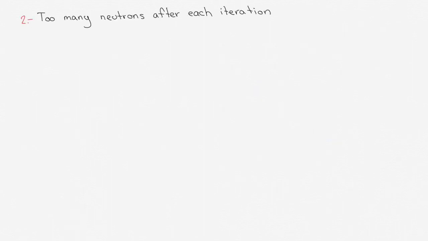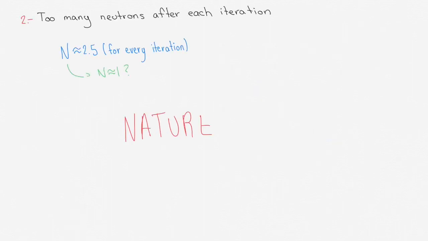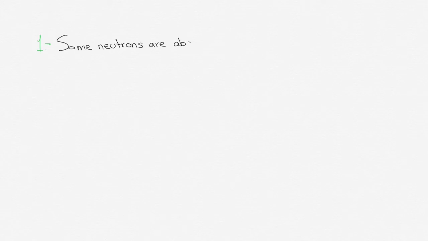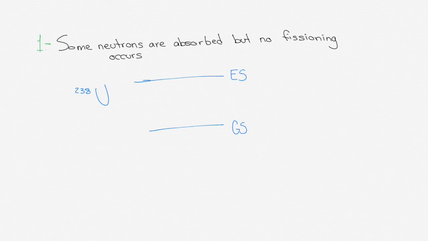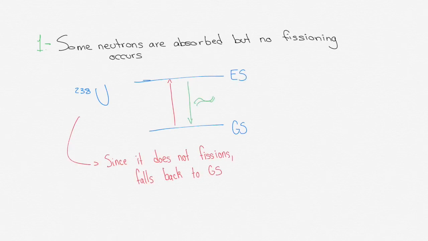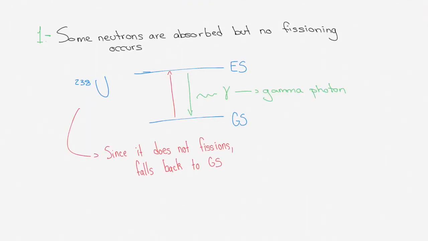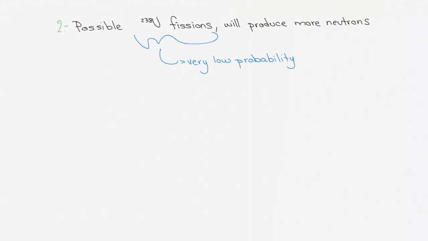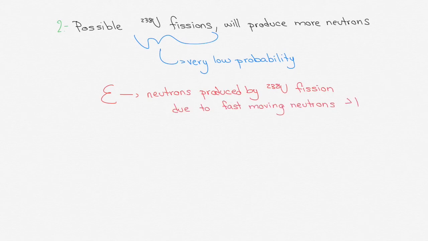To solve our second issue, nature will help. The first thing it helps us with is with uranium-238. Uranium-238 absorbs some neutrons, but no fission takes place. Since it does not fission from its excited state, it will fall back to its ground state, emitting a gamma photon. Eta is then the proportion that survives not being absorbed. However, if the neutrons are fast enough, there is a very low probability that it would indeed fission, which will produce more neutrons. Epsilon are then the neutrons produced by this fissioning.